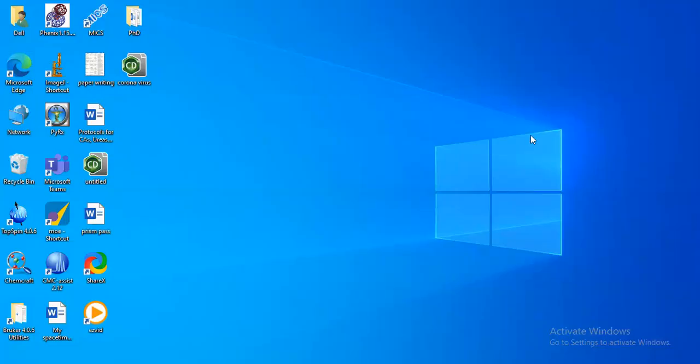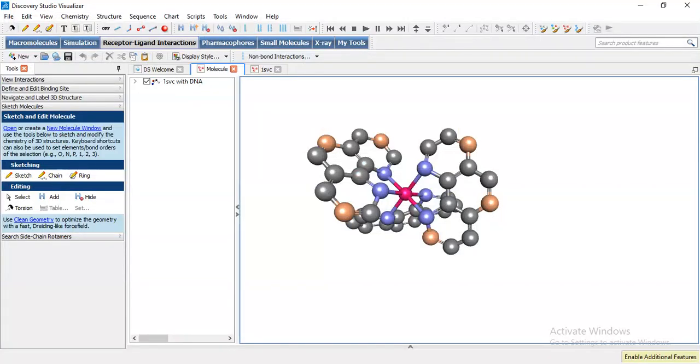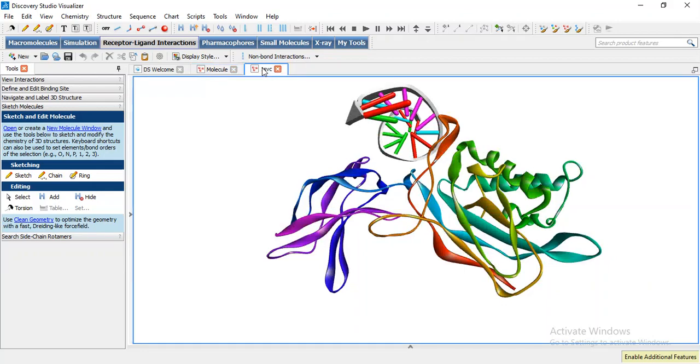Whereas in our previous videos we studied how we can synthesize or retrieve small molecules from different databases, in this video we will discuss how we can obtain macromolecules like protein, DNA or enzymes from different databases, because we cannot synthesize these proteins or DNA in their proper 3D folding.